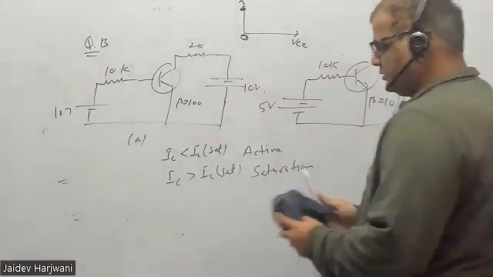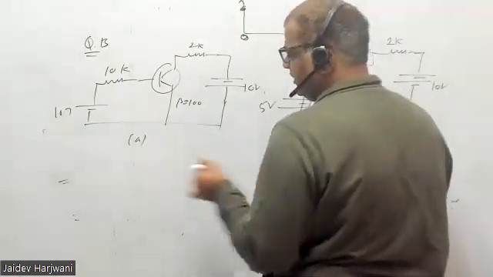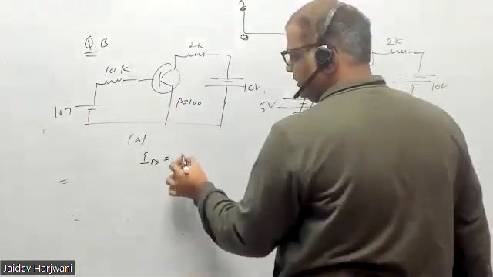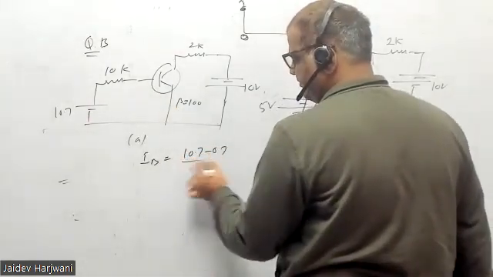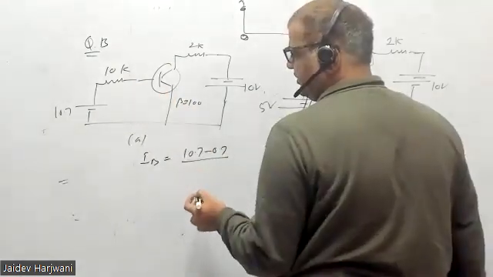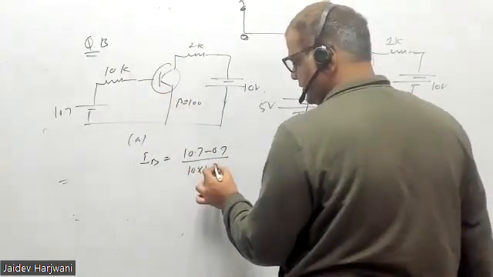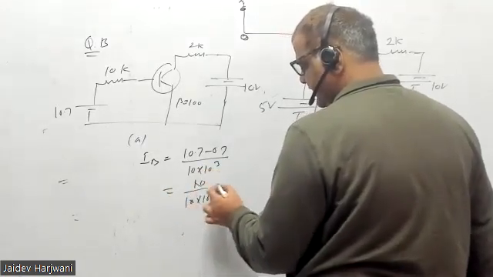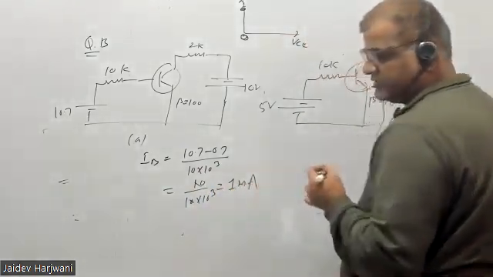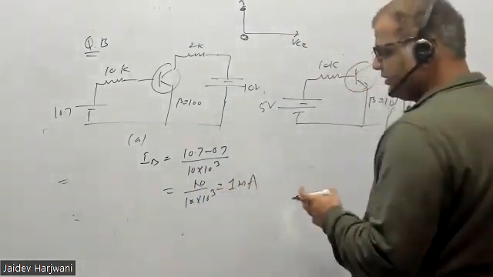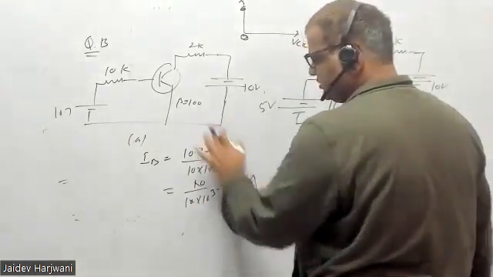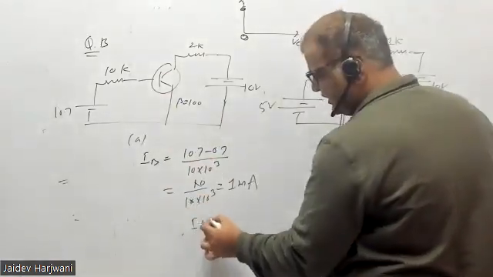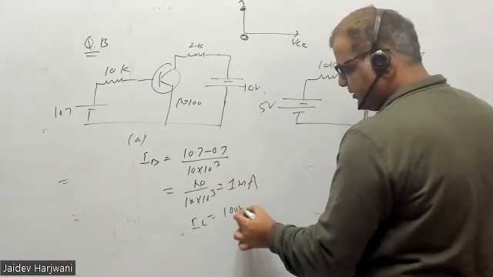Okay, so you have to find here IB. IB is VCC, this circuit 10.7 minus 0.7, divided by 10 kilo ohm. So this is 10 upon 10 into 10 raised to power 3. That is 1 milliampere. It is very high current. Always IB comes in microampere. It is coming in milliampere. So you always get the doubt that the circuit can go in saturation. If you calculate IC, that comes out 100 milliampere.